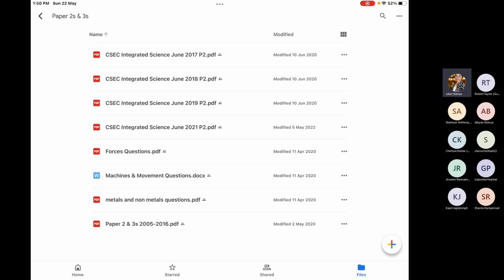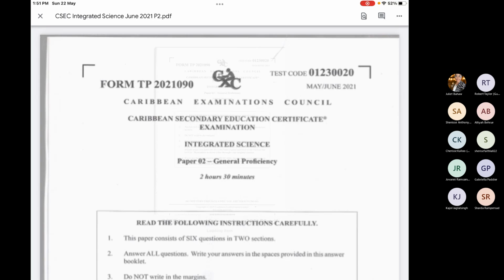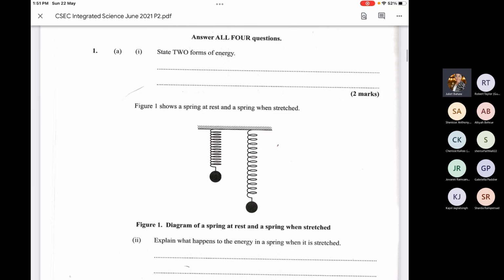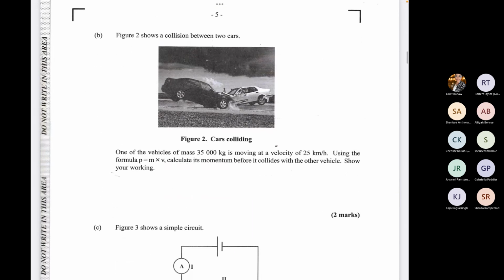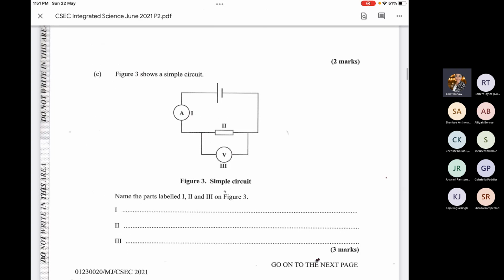All right, so I notice it's June. It was a June paper, June 2021. That's last year's paper. We are going to pinpoint now. Energy is coming. We have conservation of energy. So you have number 1 to do. You notice it has a momentum question here, calculation. So all of number 1 involves energy and electricity.